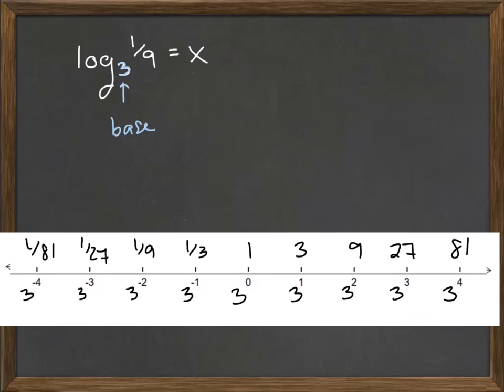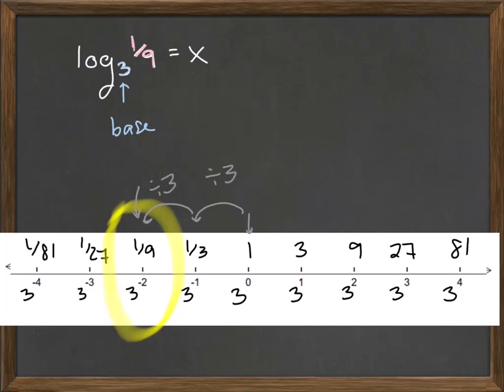Now we're given this 1/9. What is 1/9 telling us? Well, 1/9 is telling us where we want to end up. So where do we find 1/9 on this scale? Isn't it right here? So x is going to be the number of steps that we have to take, and it's also going to tell us in what direction to go to get from the number 1 to 1/9. To do that, what do we have to do? We have to divide by 3, not once, but twice. In other words, on this logarithmic scale, we have to take 2 steps to the left in order to get to 1/9.